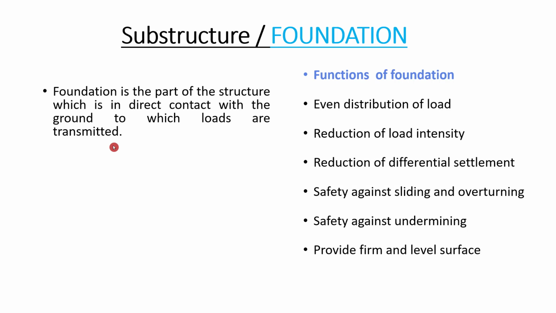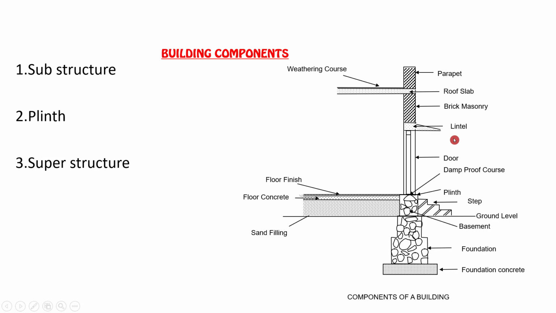The foundations are meant to evenly distribute the load. So whatever the unsymmetrical building, the foundation should evenly distribute the load. Otherwise, there will be a tilting of the building. The foundations are meant for reduction of the load intensity. You can see here the wall is of this much width, and when it comes to foundation, the width is increased, thereby the area too. So the pressure, or the intensity of the load, will be decreased.